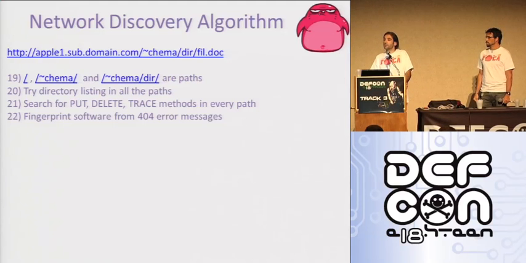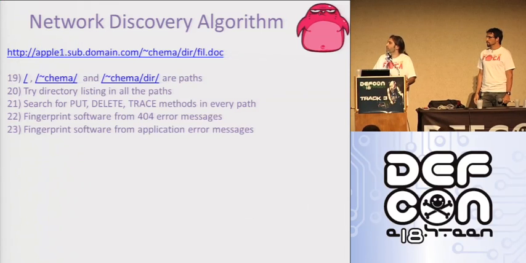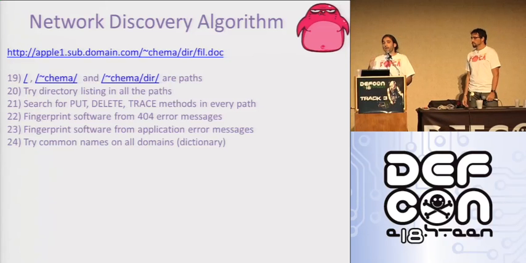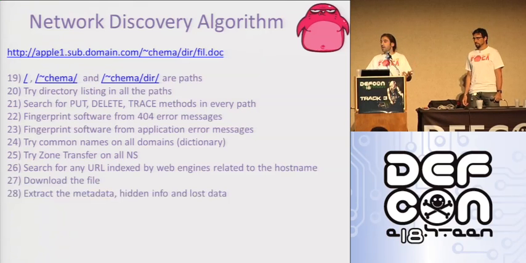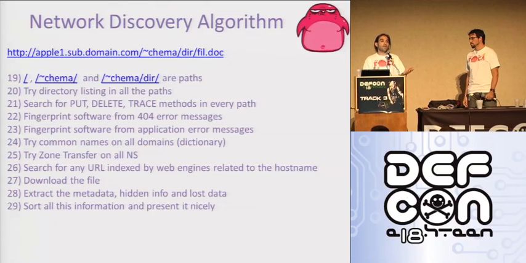We can fingerprint the web server using 404 error messages. We can try to fingerprint the software looking for application error messages. We can try a dictionary attack with a list of names on all of the domains that we discover. We can try the zone transfer, and we can search for any URL indexed on Google related to this host name and do the same. And of course, then we can try to download the files, extract the metadata, hidden info and lost data, and sort all this information in a nice way.